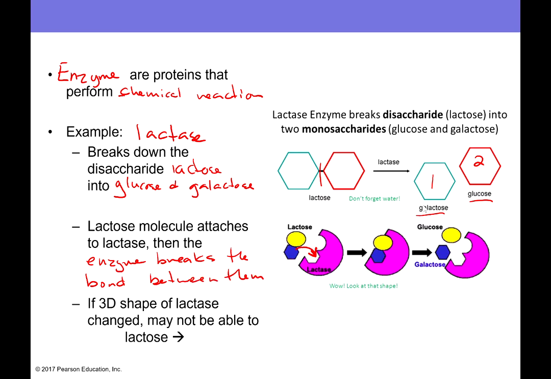And if the 3D shape of lactase changed, we may not be able to bind lactose. And if you can't bind lactose, then you would be unable to metabolize it.